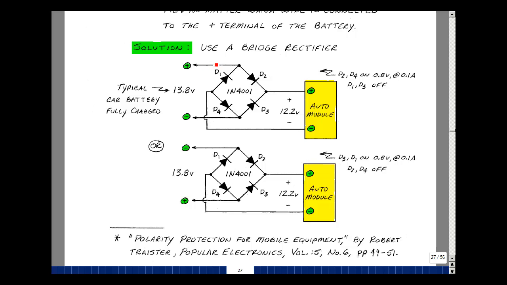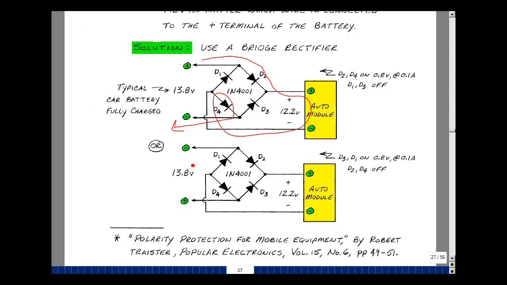Well, current's going to flow into our module in this direction, come back out this way, and the voltage across here is this 13.8 volts minus 2 diode drops. If the diode drops 0.8, that would be subtracting 1.6 from 13.8, which gives me 12.2 volts. My circuit would work correctly because I've got at least 12 volts across it.